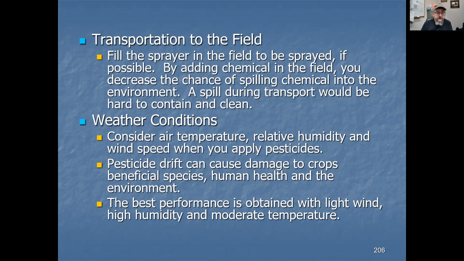Weather conditions. Consider your air temperature, relative humidity, and wind speed when you apply pesticides. Pesticide drift can cause damage to crops, beneficial species, human health, and the environment. The best performance is obtained with light wind, high humidity, and moderate temperature.